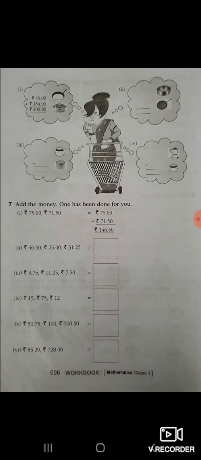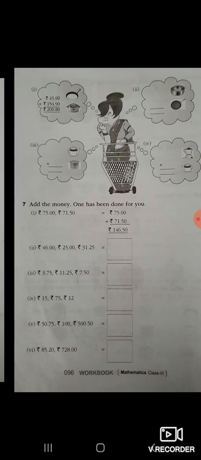Then add the money. One has been done for you. 75 rupees and 71 rupees 50 paise. So both you have to add. Okay, here 75 rupees and 71 rupees 50 paise equal to 146 rupees and 50 paise. So all these questions are also given. You have to do the calculations.